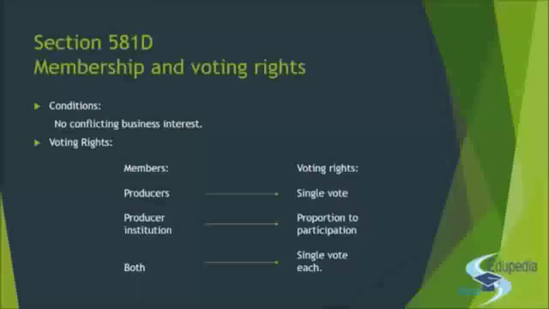For each producer, the producer institution will give the vote in proportion to the shares that it holds. So that is all about section 581D, about membership and the voting right. I hope that is very clear with you.